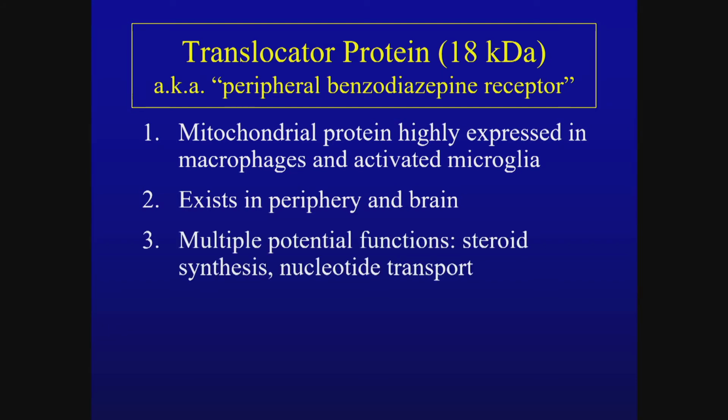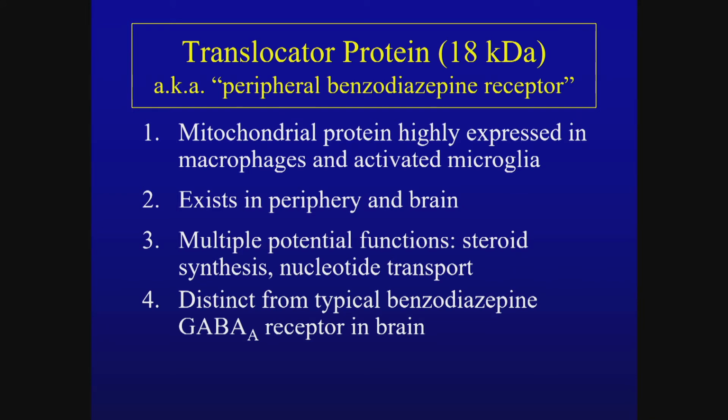It has multiple potential functions. One that's most talked about is steroid synthesis, but I'm not going to get into its function. I'm just going to use it, but I do want to say it is distinct from the typical benzodiazepine receptor, the Valium receptor, which is the GABA-A receptor in the brain. This is not the GABA-A receptor. This is a transporter protein on mitochondria, highly expressed in phagocytic cells. We're using it really just as a marker for cellular inflammation, where these cells are present in localized or generalized inflammation.